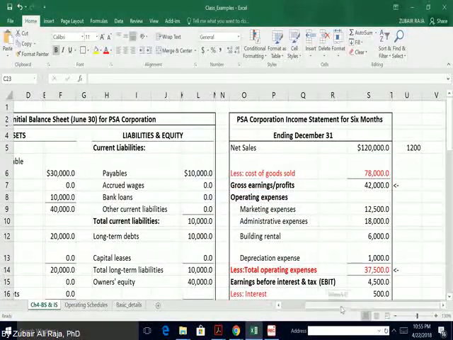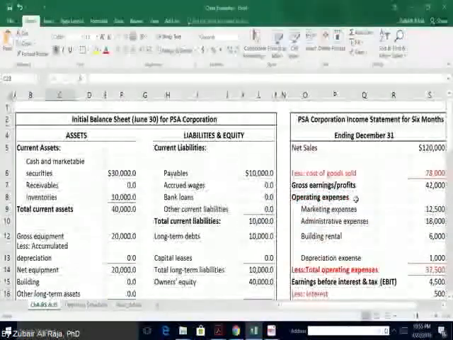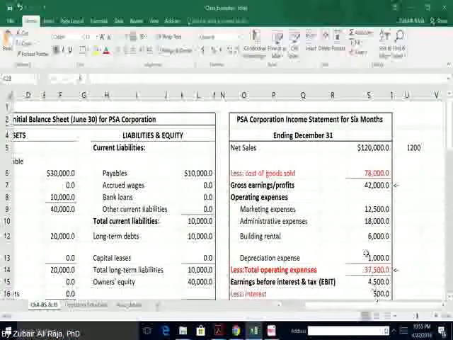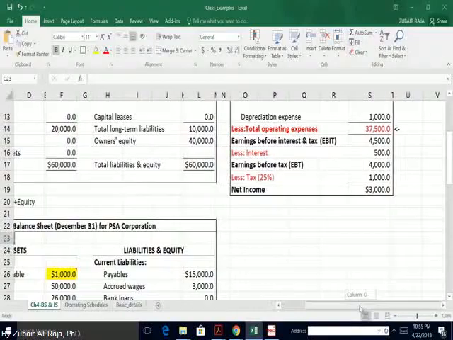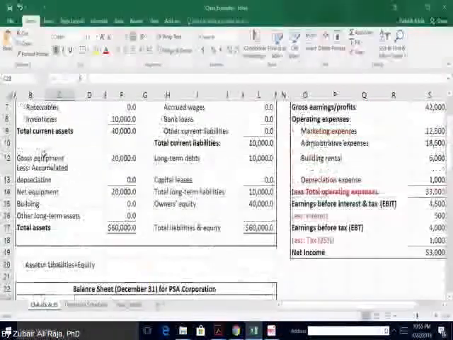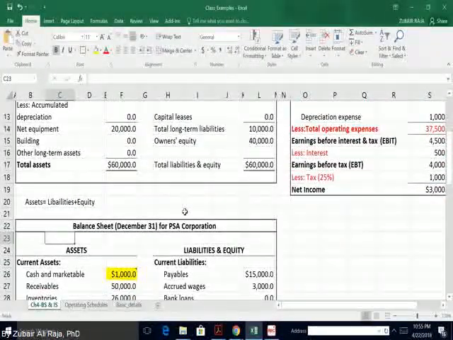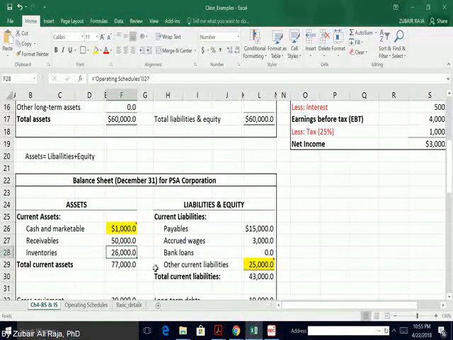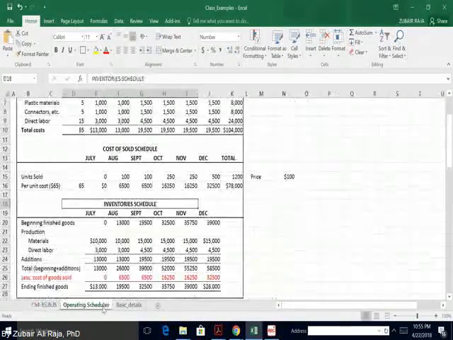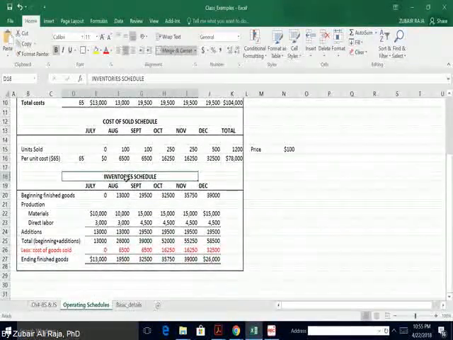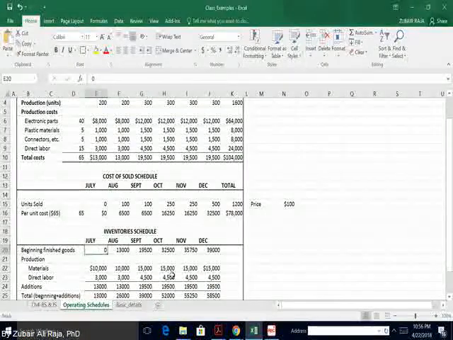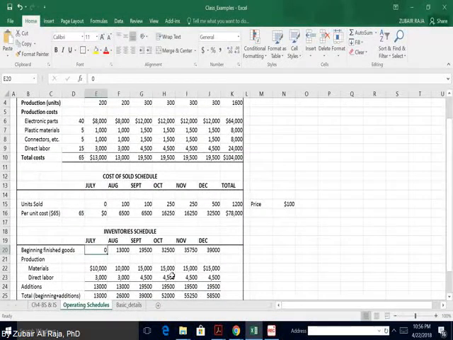So the change in the balance sheet happened because the company went into the operations, they sold, they spent money, they earned money, and the items under the balance sheet got changed. The assets were going to be changed. So we want to see that. One of the components is inventories, and that component will come from here, the inventory schedule. So in the inventory schedule in July, there was no finished good inventory.